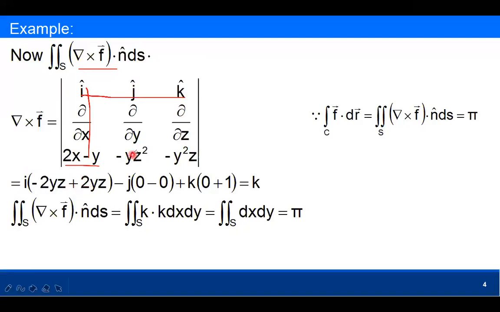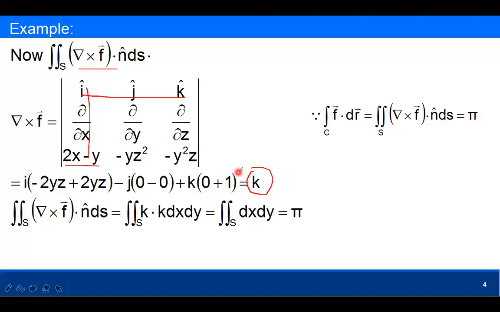Minus j into, eliminating the corresponding row and column, dou by dou x of minus y square z. With respect to x, this is constant, so the derivative is 0, and dou by dou z of 2x minus y, with respect to z, is 0. Therefore j into 0 minus 0. Plus k into, eliminating the corresponding row and column, dou by dou x of minus yz square, which with respect to x is 0, minus dou by dou y of 2x minus y. The derivative of 2x is 0 and of minus y is minus 1. So 0 minus of minus 1, minus of minus is plus. Therefore we will get k.